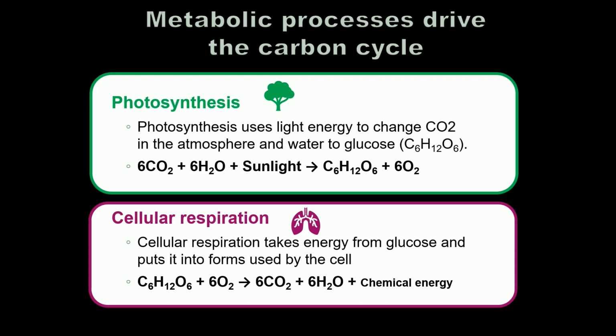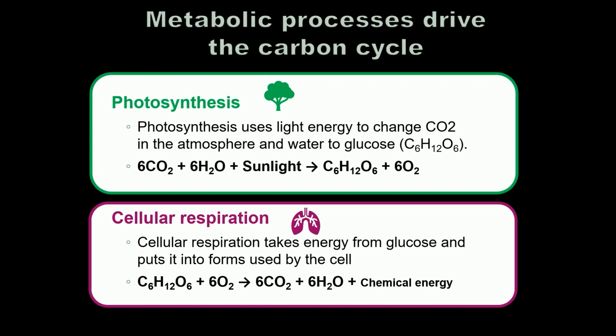We're going to use glucose as our representative sugar, and the chemical formula for glucose is C6H12O6. Chemical formulas just tell you what the various parts of a molecule are. So one molecule of glucose has 6 carbon atoms, 12 hydrogen atoms, and 6 oxygen atoms. So carbon dioxide is carbon and oxygen, water is hydrogen and oxygen, and sugar is carbon, hydrogen, and oxygen, right? So it makes sense that you could just take these two molecules and rearrange them to make this other molecule. You can take carbon dioxide and water and make sugar out of it.